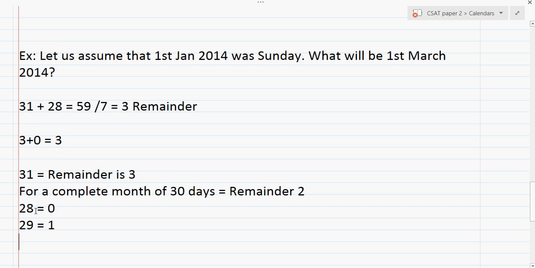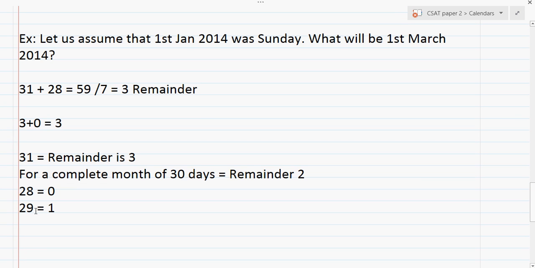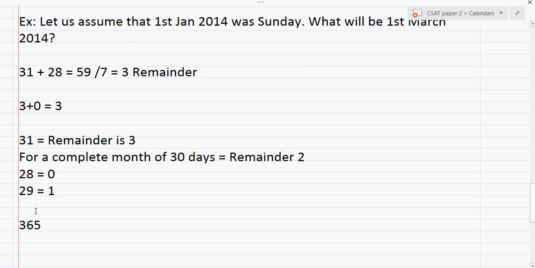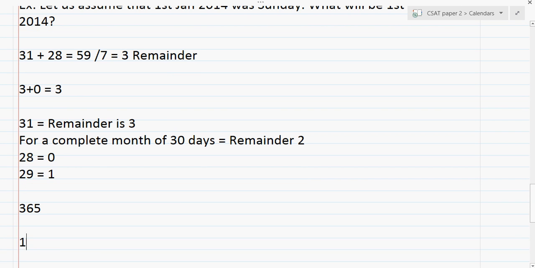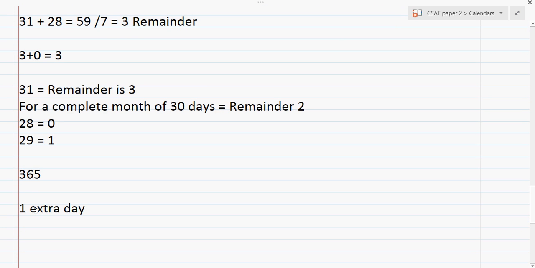For a complete year, if we are adding a complete year, which means 365 days, we have how many? We have 1 extra day. If we are adding a leap year, we have 2 extra days, right? So this is in general when we keep on adding the months or the weeks or the years, right? So if we add 1 week, we don't have any extra day.